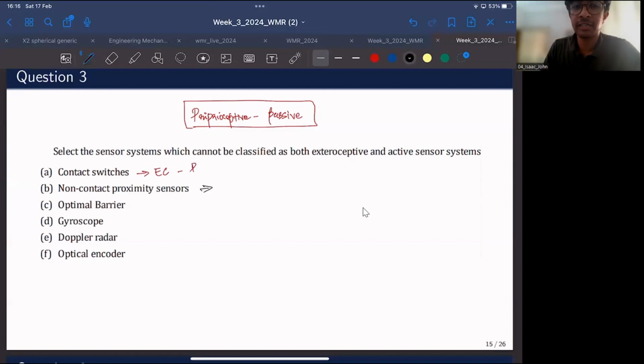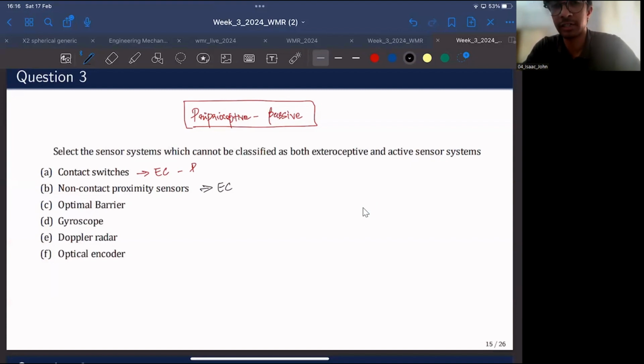So proximity sensors in general are all exteroceptive. And since it is non-contact, it will have to emit some sort of energy. Based on the reaction of the energy that it has emitted, it can use that as a measure of the parameter that it is trying to measure.